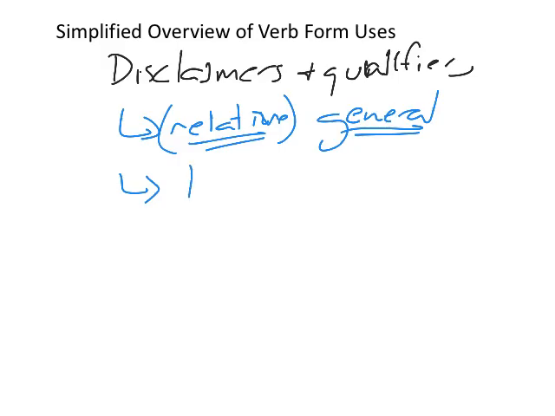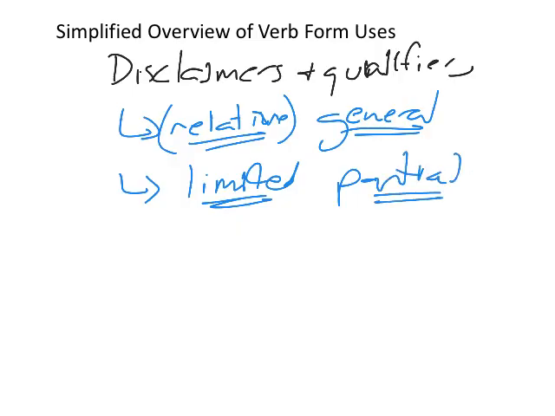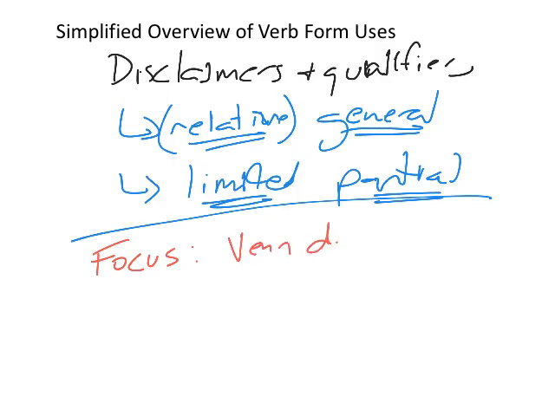And this is a limited and partial view of the verb form system. Basically, it's limited to this relative comparison, and it's partial, again, because of the other uses of the verb forms in Biblical Hebrew.